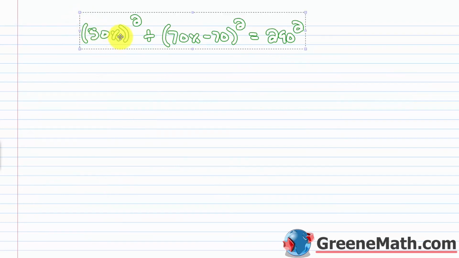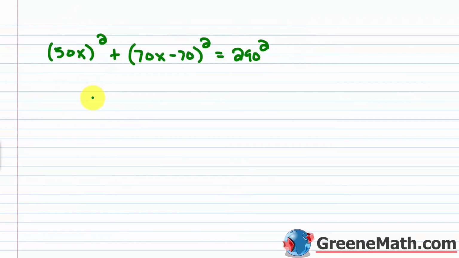So let's just paste this in here and let's get started. All right, so for 50x squared, if we wanted to simplify that, I would need to square 50 and also x. So that would give me 50 squared times x squared. Now, 50 squared is 2,500, so let me just replace that and say it's 2,500. Okay, so then plus.